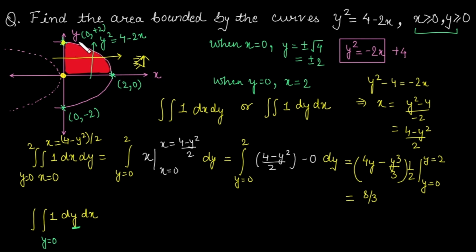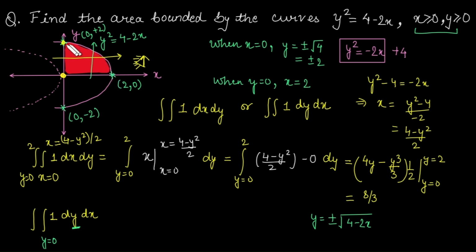For the upper limit, find the exit curve. Exit curve is a parabola. From here, what is the value of y? y is equal to plus minus under root of 4 minus 2x. Again, we have two different curves, one positive and one negative. Right now, whether this is always positive, always negative, or the mixed curve.